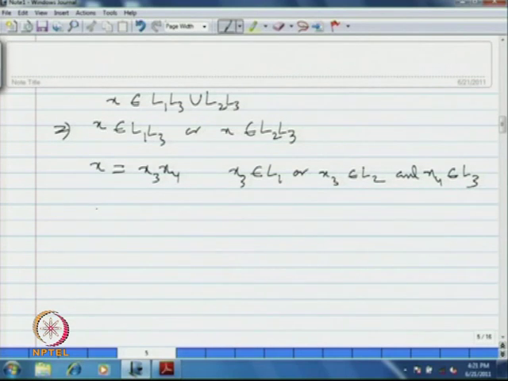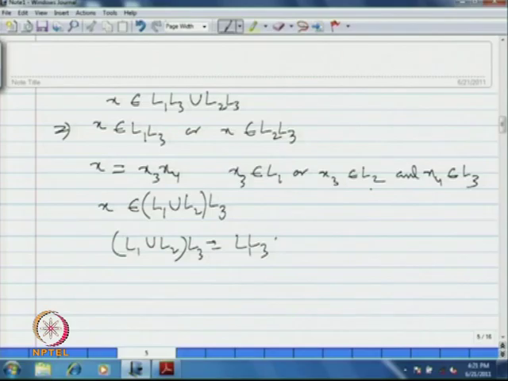Therefore, we can write that x belongs to, since x3 belongs to L1 or x3 belongs to L2 and x4 belongs to L3. Therefore, we can say that x belongs to L1 union L2 concatenation with L3. Hence, from these two, we can say that (L1 union L2) L3 is equal to L1 L3 union L2 L3. So, hence the proof.